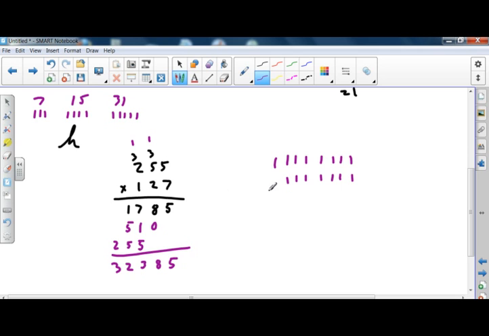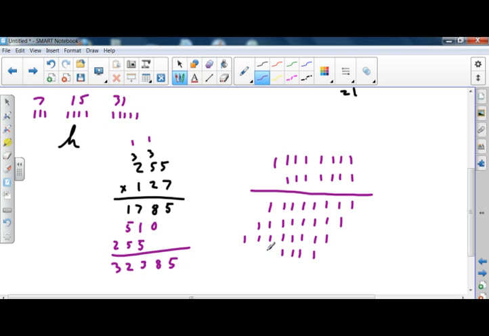All right, so back to what we're doing here. 1 times that. 1, 2, 3, 4, 5, 6, 7, 8. Again, 1 times that, 8 places, repeated for each row.